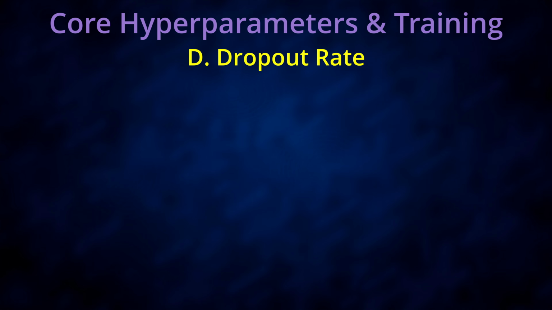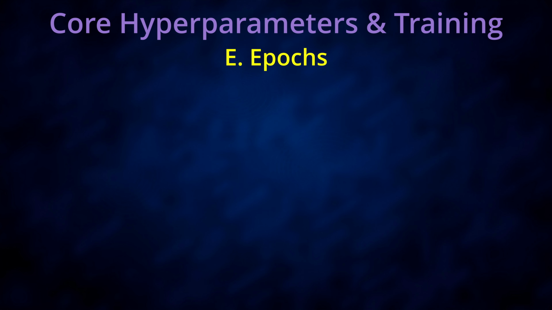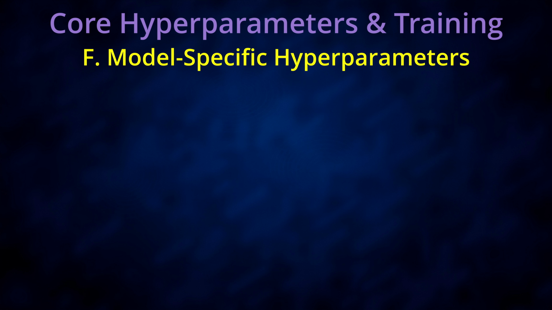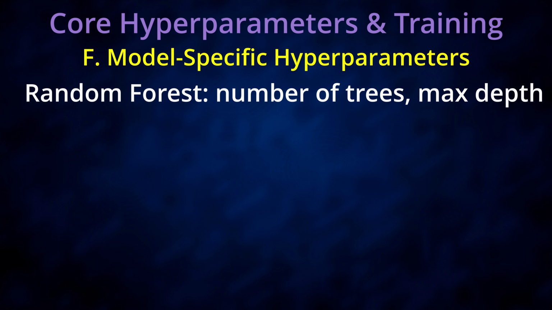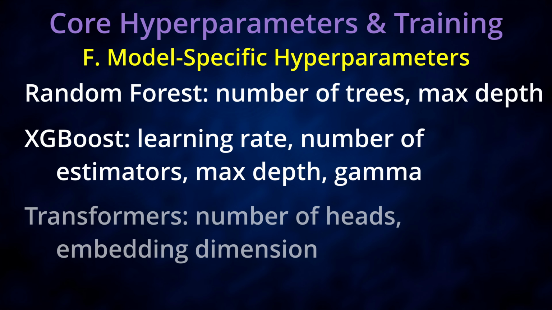Dropout rate randomly drops neurons to prevent overfitting. Typical values, 0.2 to 0.5. Epochs controls when to stop. Early stopping, practical necessity. Model-specific hyperparameters. Examples: random forest, number of trees, max depth. XGBoost, learning rate, number of estimators, max depth, gamma. Transformers, number of heads, embedding dimension.